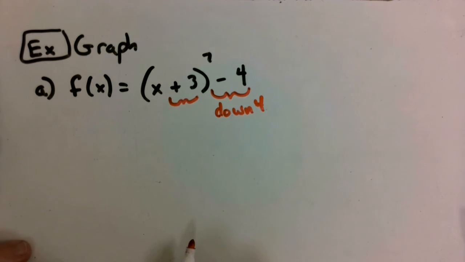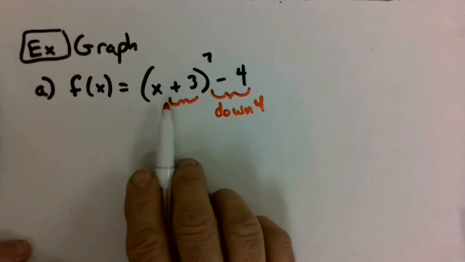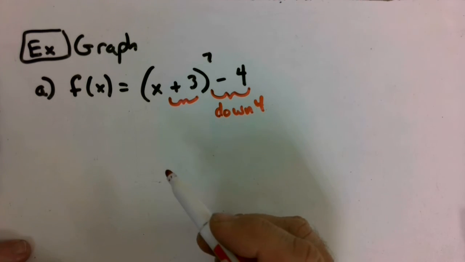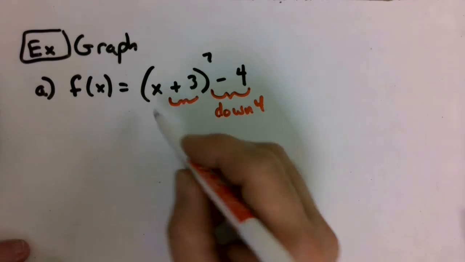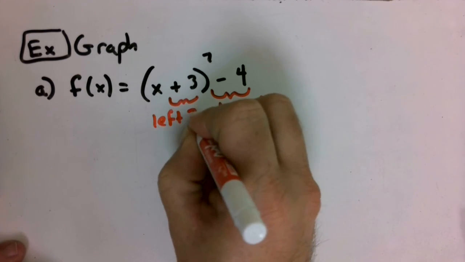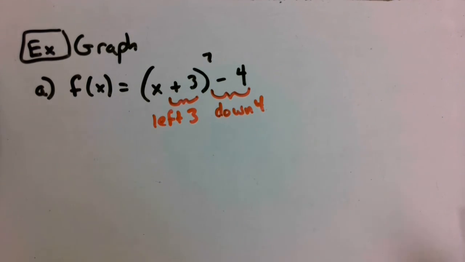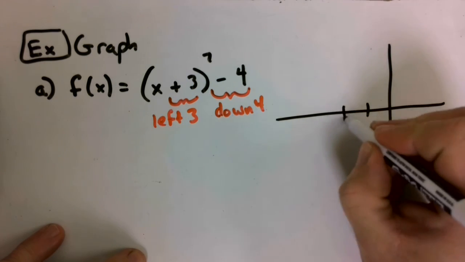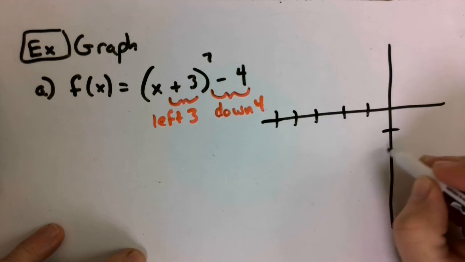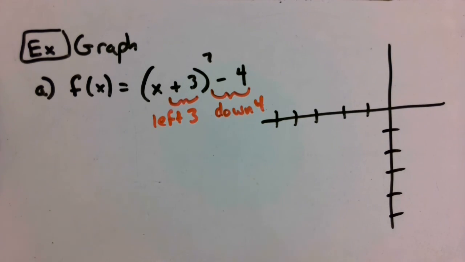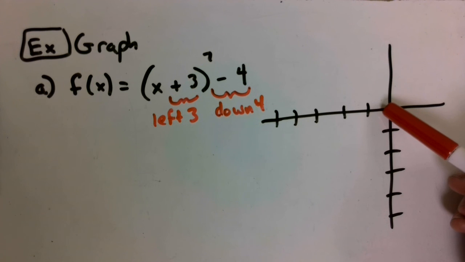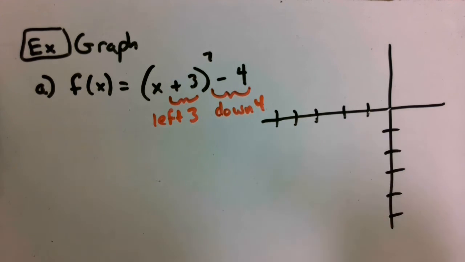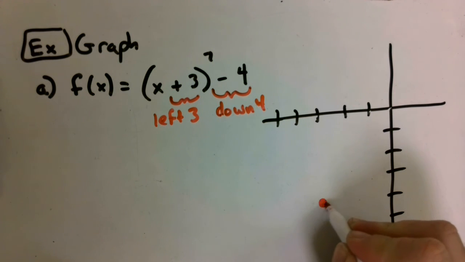And then in parentheses, anything added or subtracted is going to cause our graph to move right or left. Plus goes to the left, minus goes to the right. So this is going to be a shift of left 3 units. So if I want to draw a very quick sketch, I can do this. I'm going to start at 0, 0 because the parent function has a very important point there. I'm going to go left 3 and down 4 units. That would be about right here.